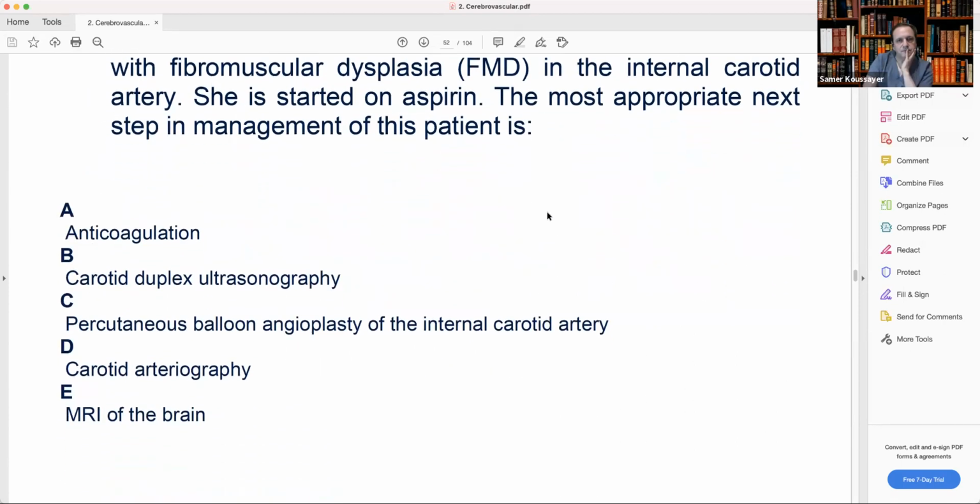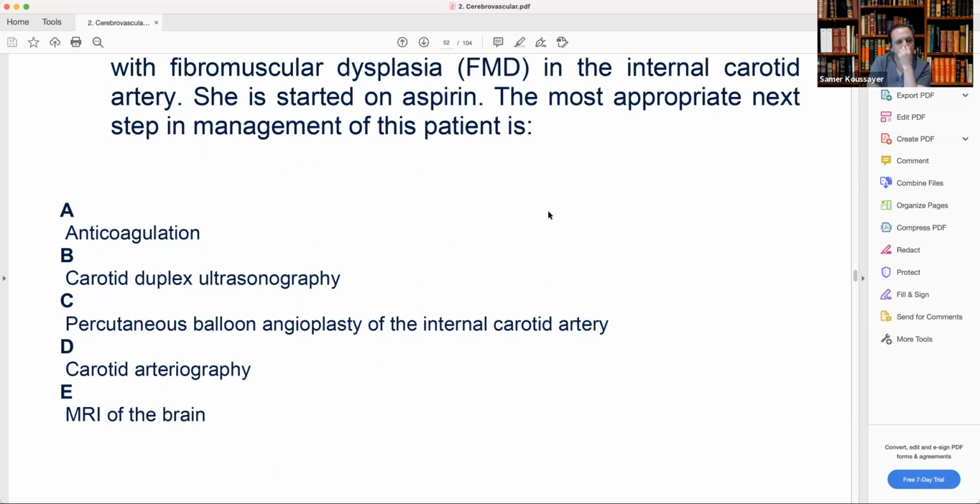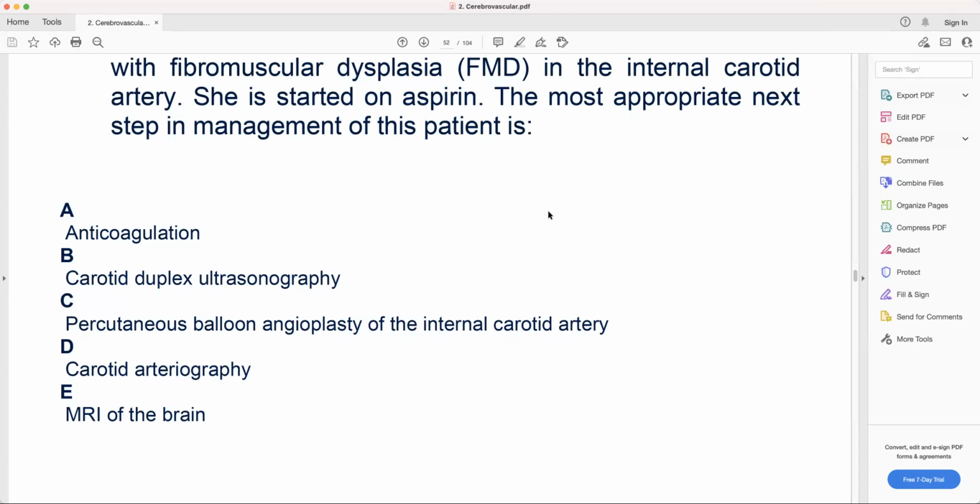All right, let's see the options. The first one, anticoagulation. No, usually we give antiplatelet, as we said. Correct. Carotid duplex ultrasound. The patient already had a duplex, so she might need it. Percutaneous balloon angioplasty of internal carotid artery. We said she's asymptomatic, so no need for intervention. Correct. Carotid angiogram. I don't think I will go for that as a next step. MRI of brain, also it's not the first step to be done.